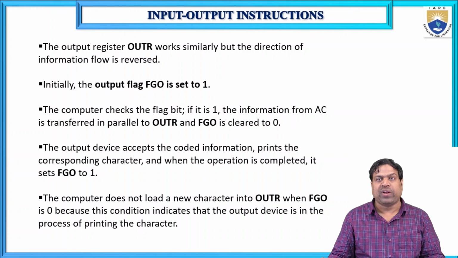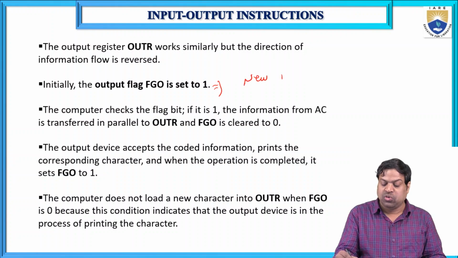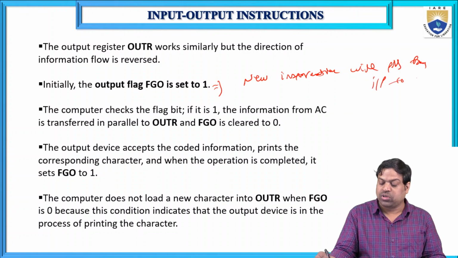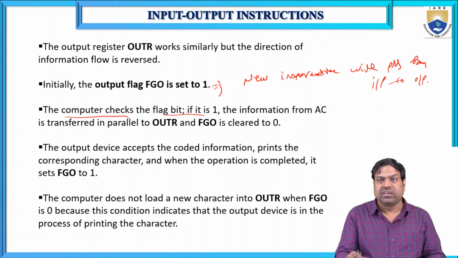Initially, the output flag FGO is set to 1. When it is set to 1, it means new information will pass from input to output. The computer checks the flag bit is 1, then the information from the accumulator is transferred to the output register in parallel, and the flag is cleared to 0.